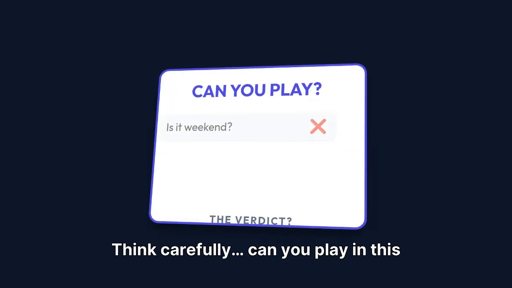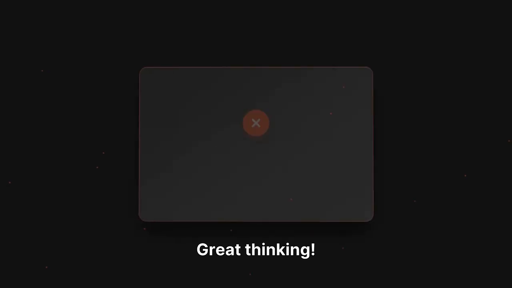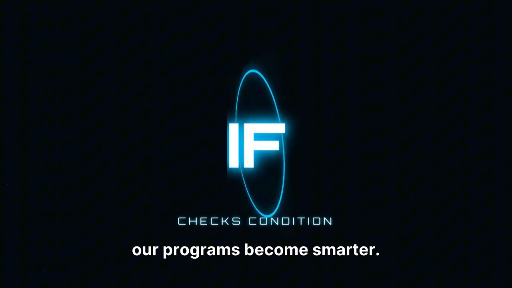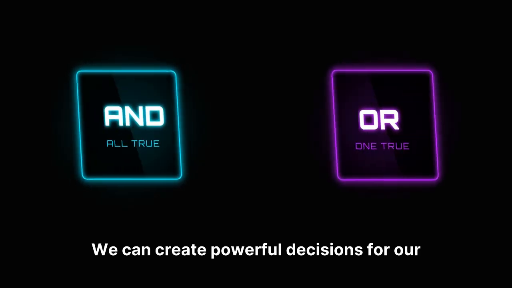Think carefully. Can you play in this situation? Great thinking. You got it right. When we combine if, and, or, our programs become smarter. We can create powerful decisions for our code.